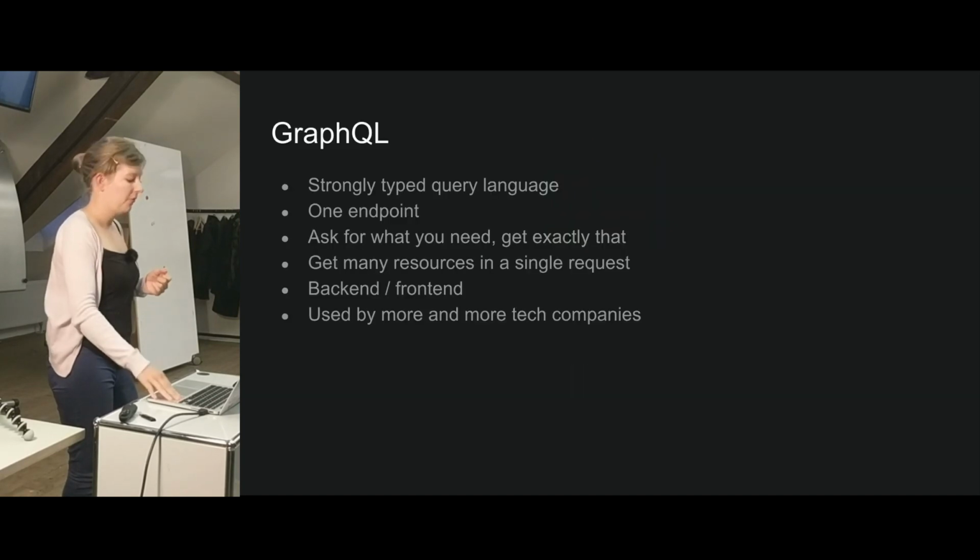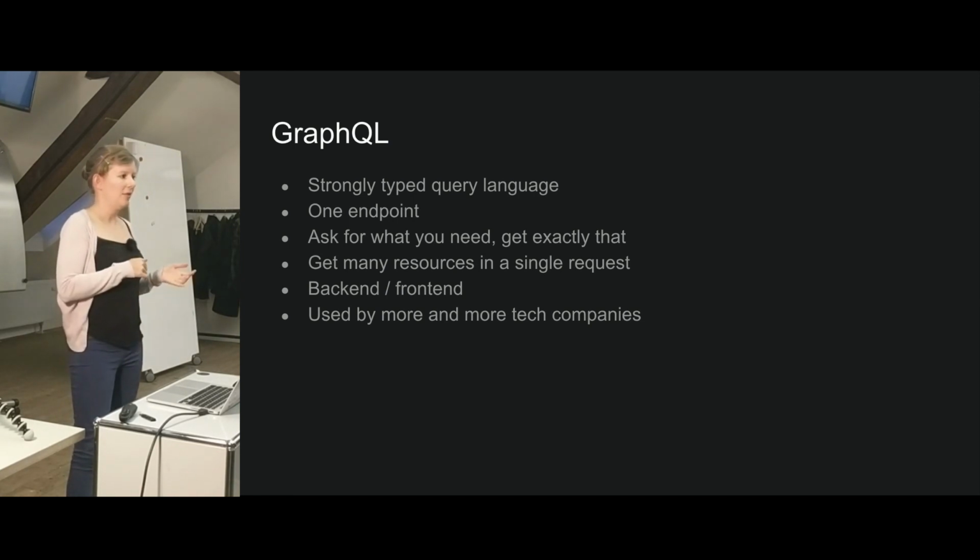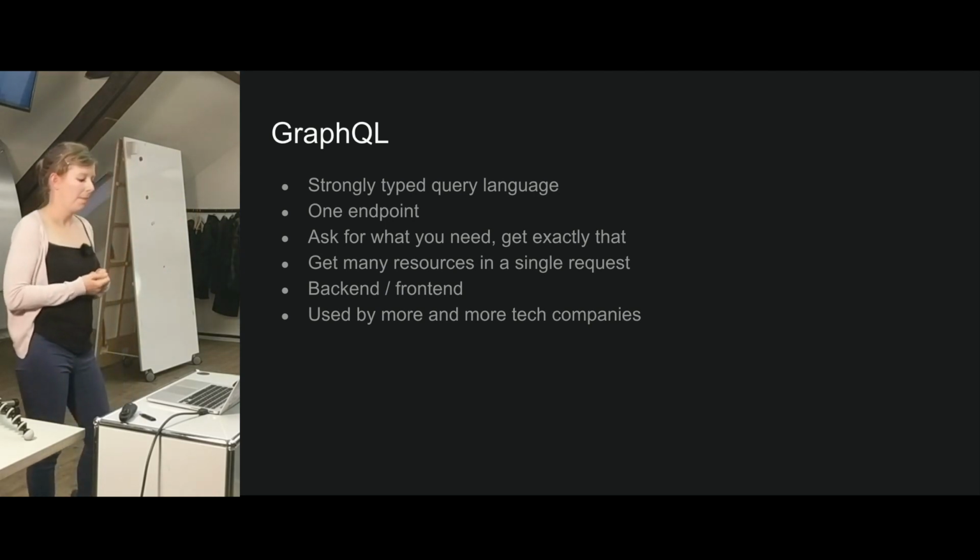First, let's talk about GraphQL briefly. So GraphQL is a strongly typed query language. Compared to REST APIs, it has only one endpoint, which makes it much easier for front-end people to access the database. You ask for what you want, and you get exactly that. You don't query a whole object and only need one field. You just get this one field. You can also get a lot of resources in one single request. You can nest them and then get back in one query everything that you want in once.